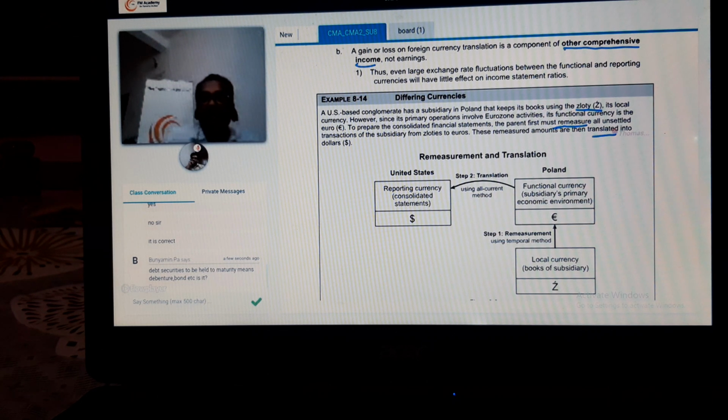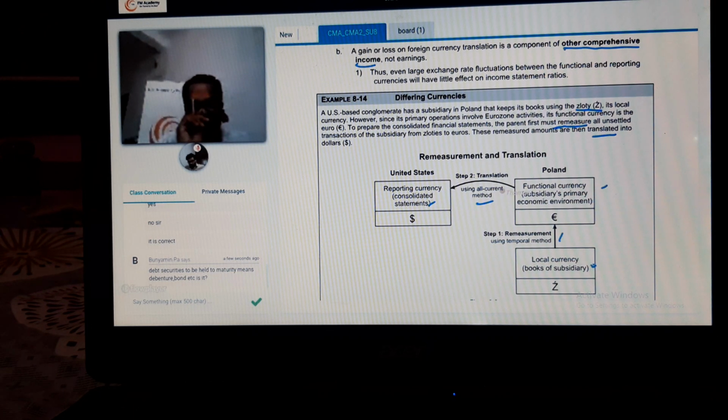Now, look at the example. We are here at zloty, local currency. You will remeasure using the temporal method. How? You should know it. Then we have reached the functional currency level. From functional currency, from euro, you are going into US dollar through the all current method.